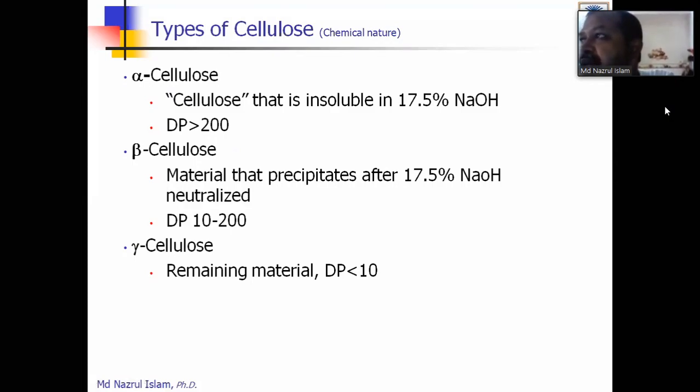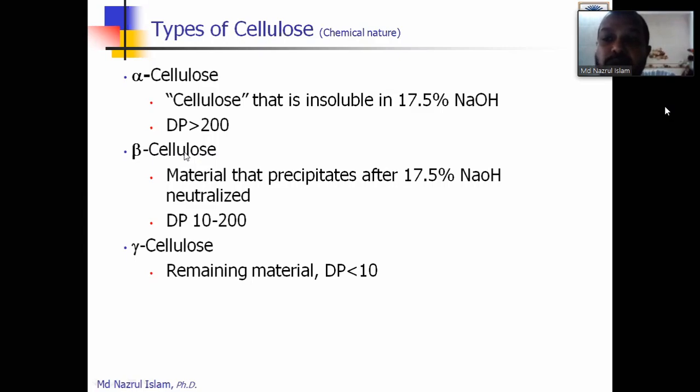So make it neutral, which means make the pH 7. What will you get? You will get some precipitation at the bottom of the container you are using. That is also cellulose, which you get after neutralizing. Let's think that you have got another 2 gram. Because you had added the alkaline, you just make it neutral. The pH comes to 7, and you will see there is some precipitation. Let's think that precipitation is 2 gram. So 2 gram is beta cellulose.